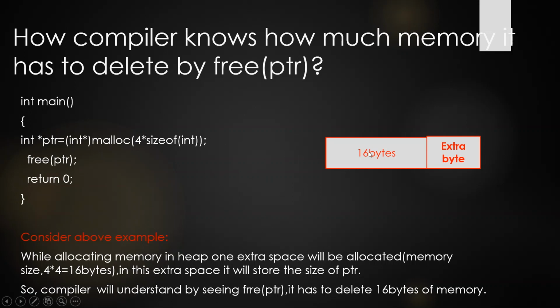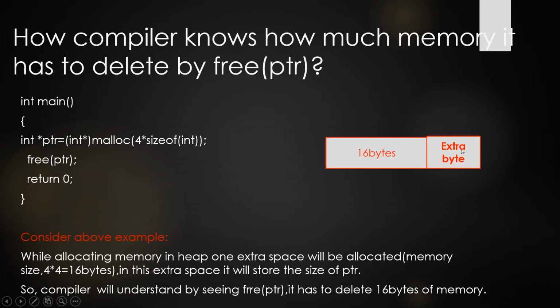See here, while we are allocating memory, an extra 1 byte of memory will be allocated. Suppose I am dynamically allocating 4 into 4, 16 bytes of memory during runtime. While creating dynamic memory here, 1 extra byte of memory will be created. It is used to store the total size of this memory. Suppose we allocated a single block of 16 bytes of memory here, right?